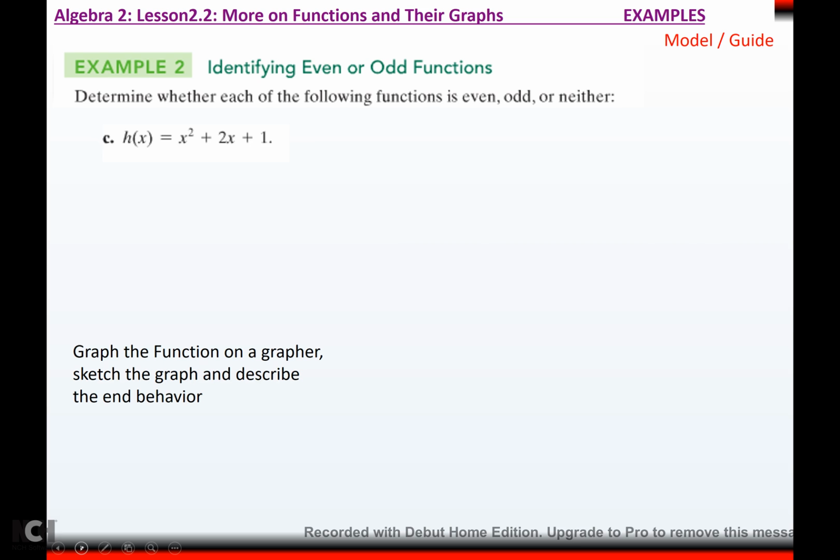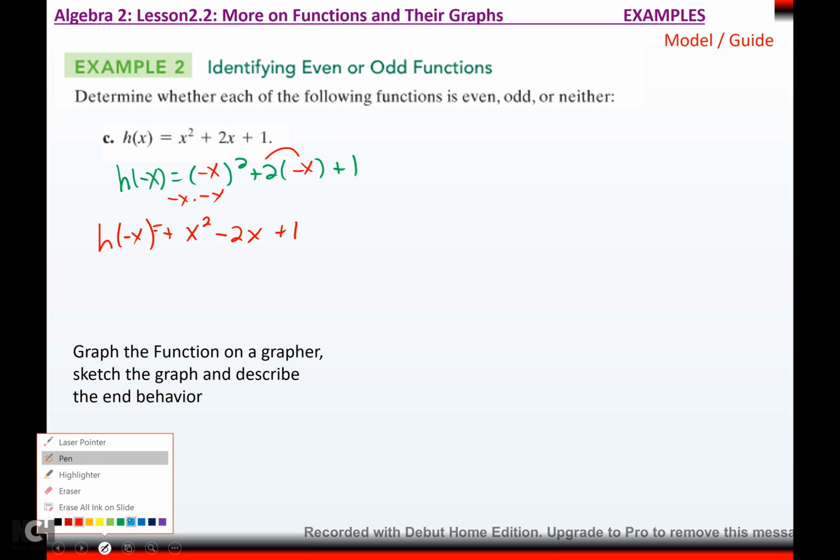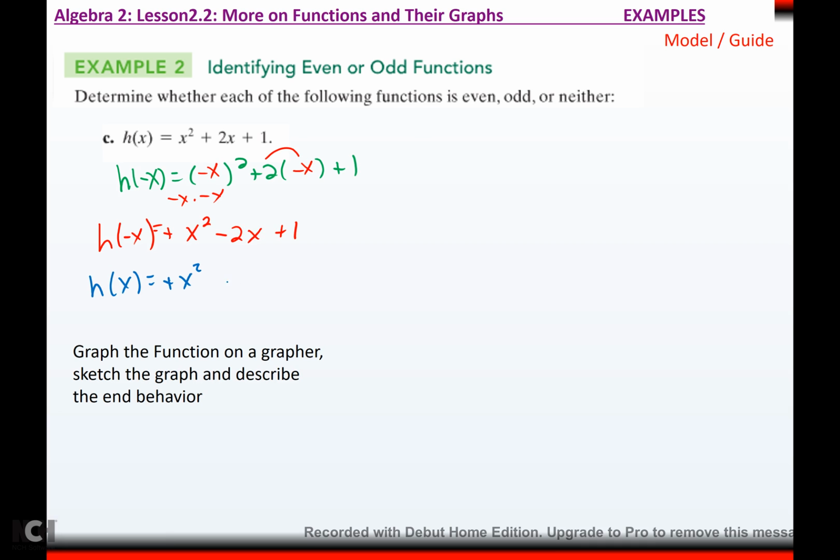Alright, another one. If I find h of negative x, I'm going to copy my function, but I'm going to replace all of the x's with negative x's. This would be negative x times negative x, which makes positive x squared. This is going to be negative 2x, and this is going to be positive 1. There's my h of negative x. My original function, h of x, is positive x squared, negative 2x, positive 1.